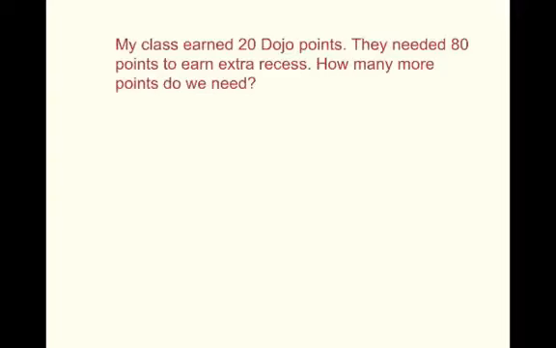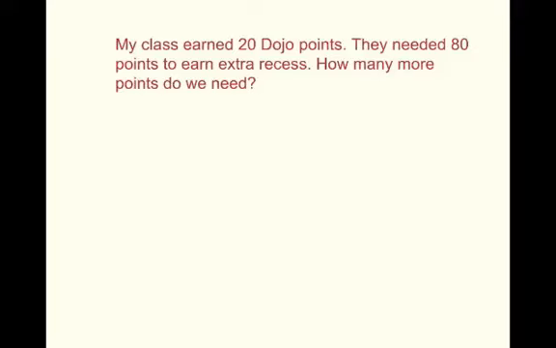All right, so let's take a look at this problem. My class earned 20 Dojo points and they needed 80 points to earn extra recess. How many more points do we need? So you'll notice this is one of the first problems on your practice sheet, and I'm going to be picking and choosing some problems within that practice sheet. And you can see I've added the context. So what's the question really asking us? Kids really need to use those close reading strategies as they enter into the context. So how many more points do we need?